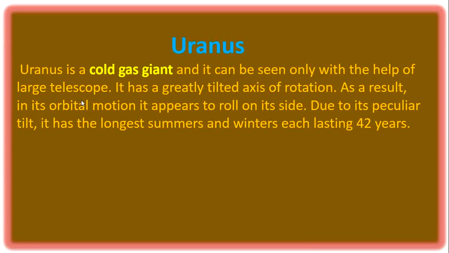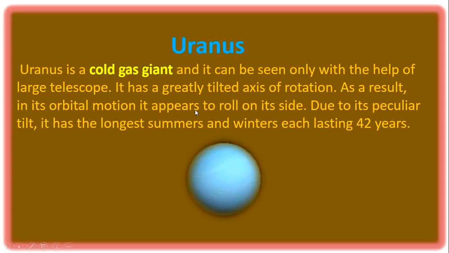Uranus. Uranus is a cold gas giant and it can be seen only with the help of a large telescope. It has a greatly tilted axis of rotation. As a result, in its orbital motion, it appears to roll on its side. Due to its peculiar tilt, it has the longest summers and winters, each lasting 42 years. How many years? 42 years.